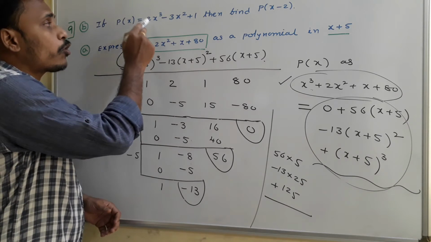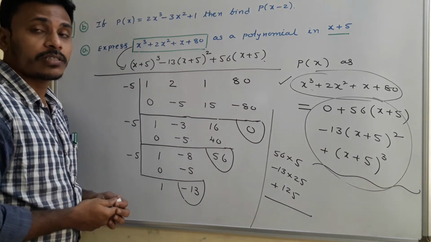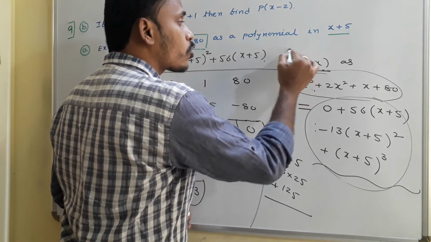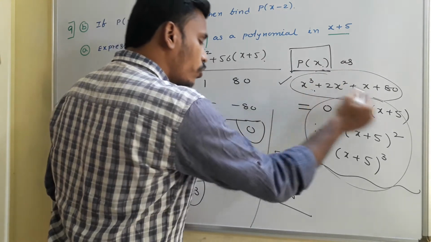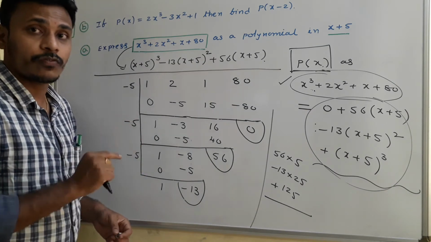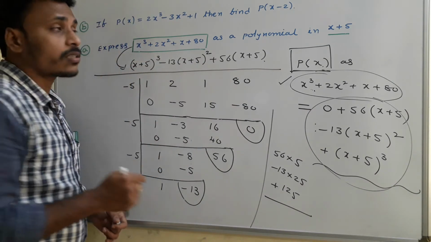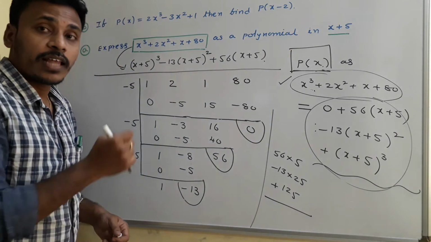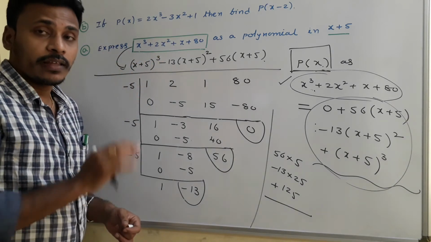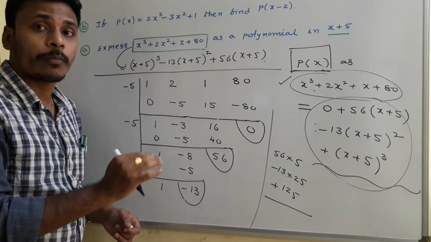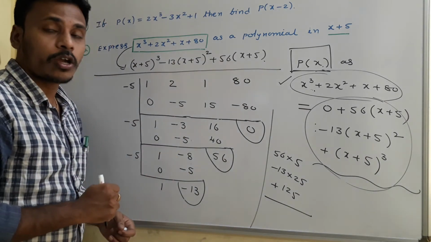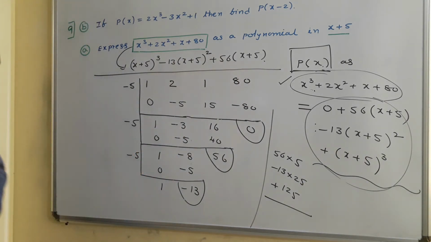Okay, so to think about 9b, you need to get one understanding from this 9a. What is it? These two are equivalent. These two are equal to p of x only. This polynomial is p of x. So this is also p of x, but in terms of x plus 5. Whereas for 9b, they are asking p of x minus 2. They are not asking to convert or to find an equivalent polynomial for p of x. They are asking to find some other polynomial which is p of x minus 2.